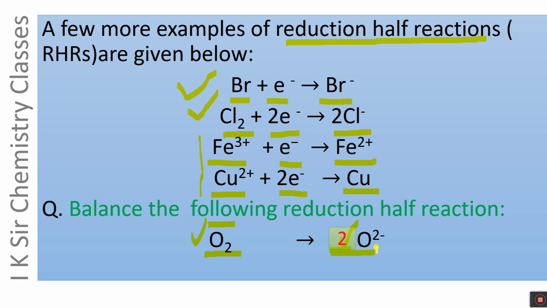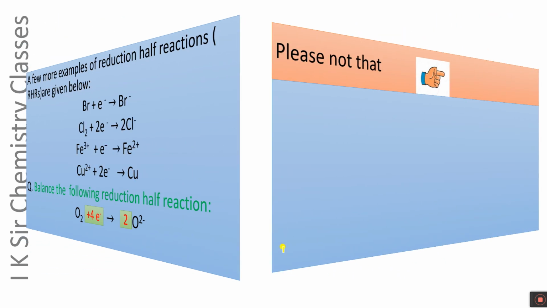Thereafter, the charge will be balanced. The charge on one oxide ion is minus 2. Therefore, the charge on 2 oxide ions will be minus 4. Therefore, the charge on left hand side of the equation must be minus 4. Therefore, we should add 4 electrons on the left hand side. Now the charge on left hand side is minus 4 and the charge on right hand side is also minus 4. Thus, this reduction half reaction is now balanced with respect to atoms as well as charge.